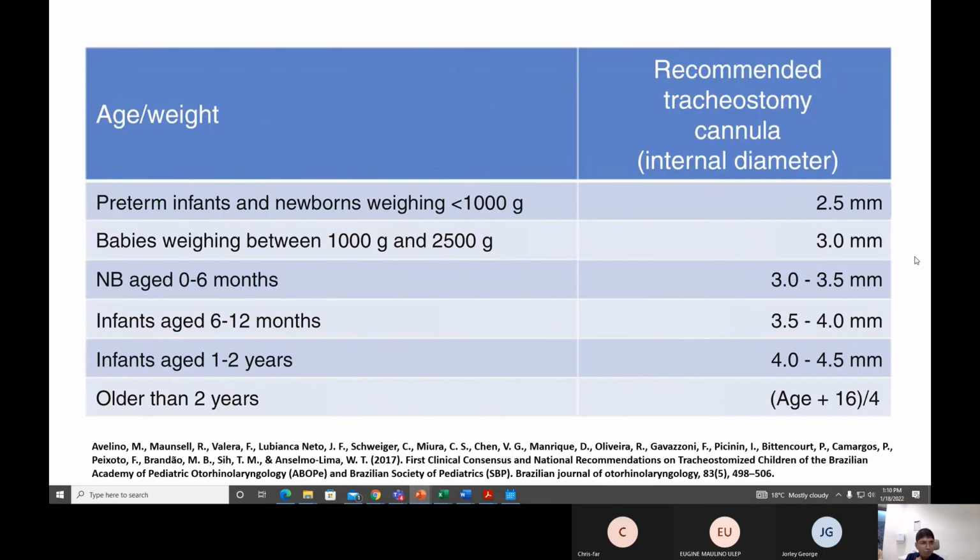So what size to use? Usually for a small baby, it's 2.5; between 1 and 2 kilos, 3 millimeter. Newborn age to 6 months, 3 to 3.5 millimeter. 6 months to 12 months, 3.5 or 4. And 1 to 2 years, 4 to 4.5. After that, you can use the same formula that you use to calculate the size of the ET tube and use the same size tracheostomy.